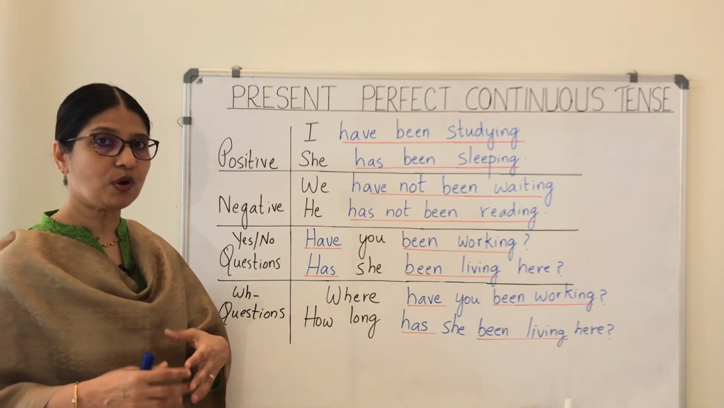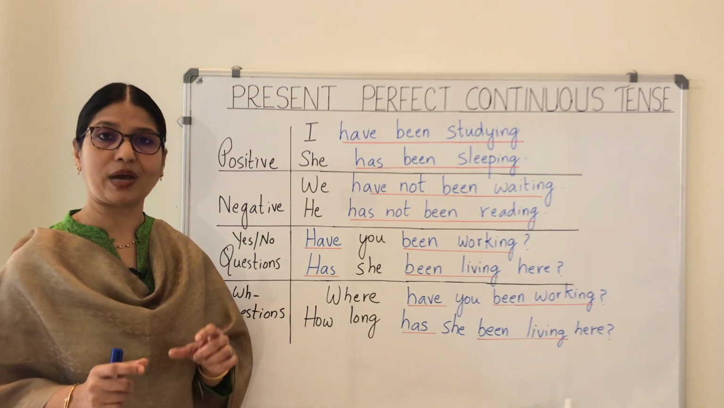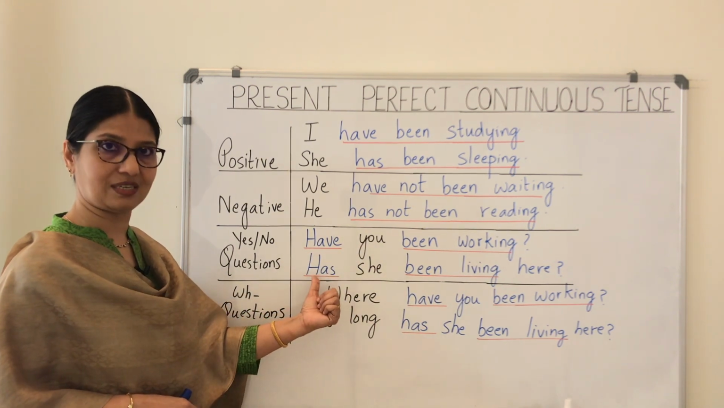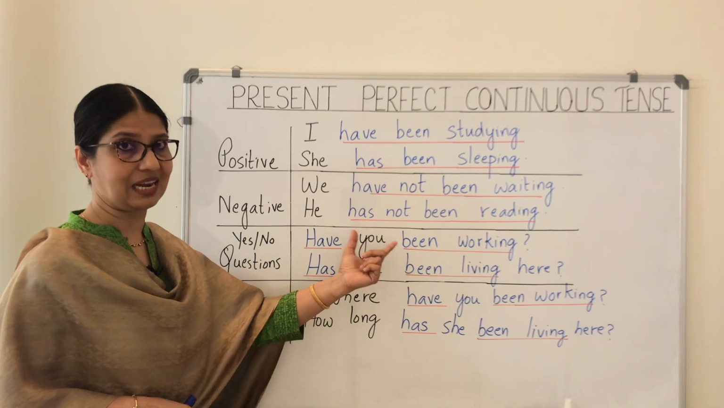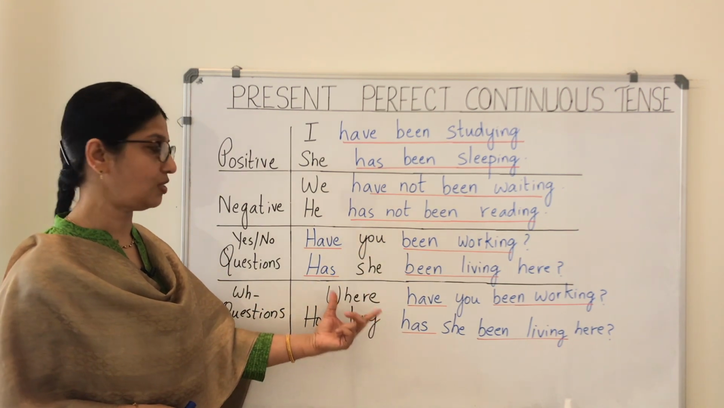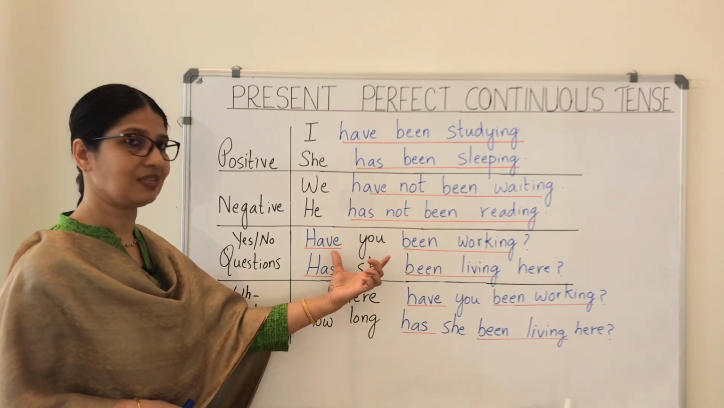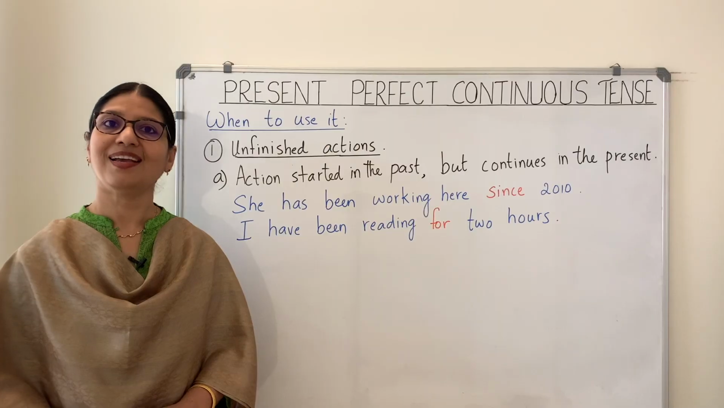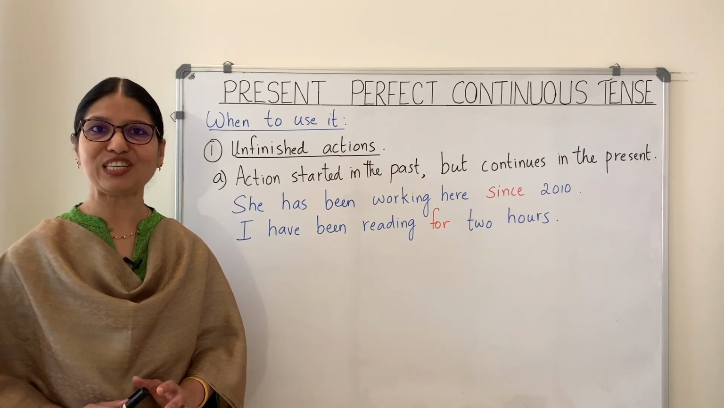And if you want to ask a WH question, you just have to add the WH word right in front of the yes or no question. So here you have the yes or no question, have you been working? I can add the word where. So you have, where have you been working? The same yes or no question is used, but we just added the WH word. Now let's discuss the uses of the present perfect continuous tense.